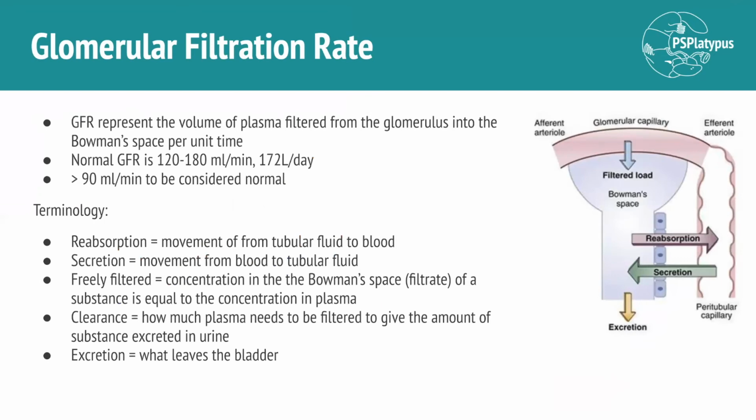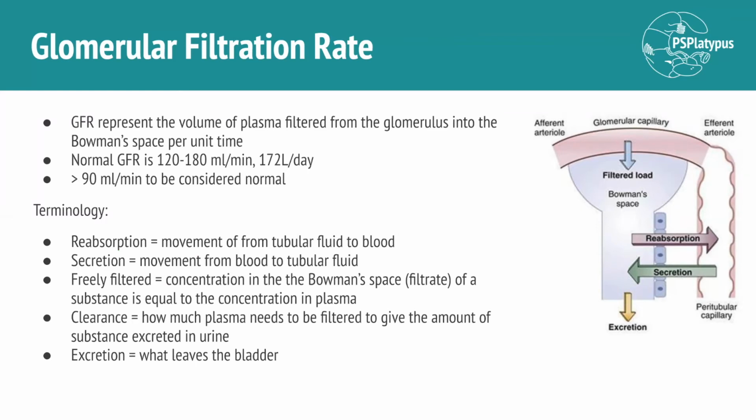So the glomerular filtration rate represents the volume of plasma filtered from the glomerulus into the Bowman's space per given unit of time. And a normal GFR in a patient is about 120 to 180 mLs per minute, depending on anatomical variations, due to some patients having more nephrons compared to others. This equates to about 172 liters per day. And as we know, we don't use the bathroom enough, nor do we have enough volume of liquid in our body for 172 liters to be excreted every day. Therefore, most of it is reabsorbed back into the body and recirculated.